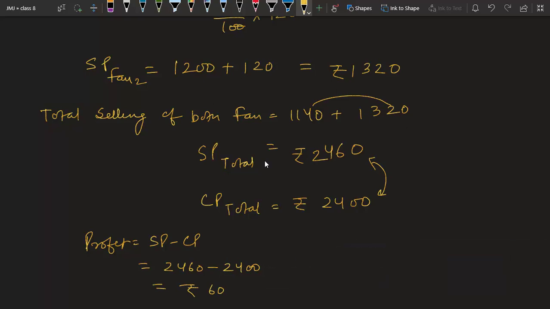I hope you were able to understand. The only thing is we need to write the statement first and think which thing is missing over there, and try to find the ways to find that missing thing.